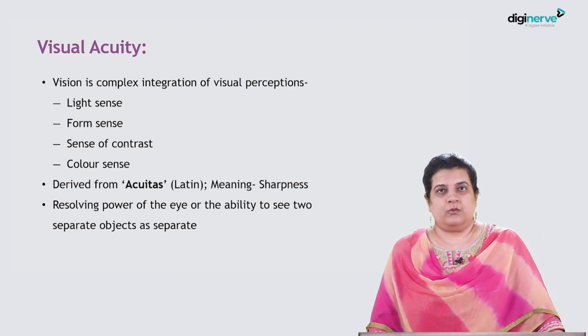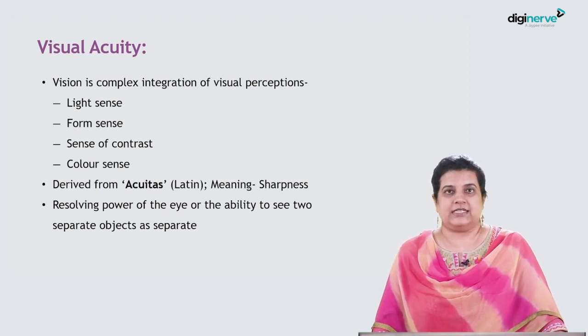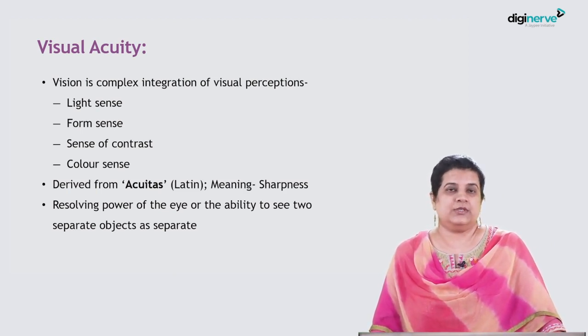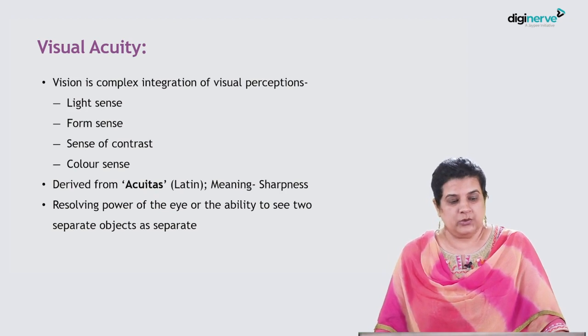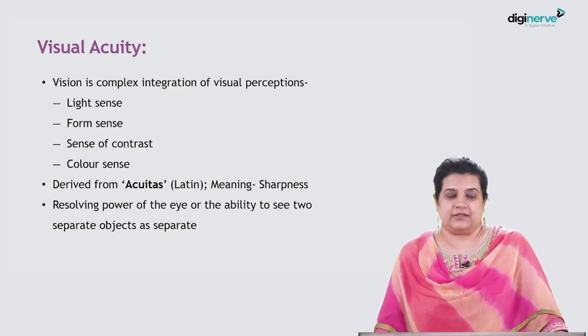So visual acuity, what does it really stand for? Is it just the notation that we read on the vision chart, or is it something more complex? It includes several parameters which include the light sense, the form sense. We have to be able to see the form of the object that we are looking at, the sense of contrast and the color sense.